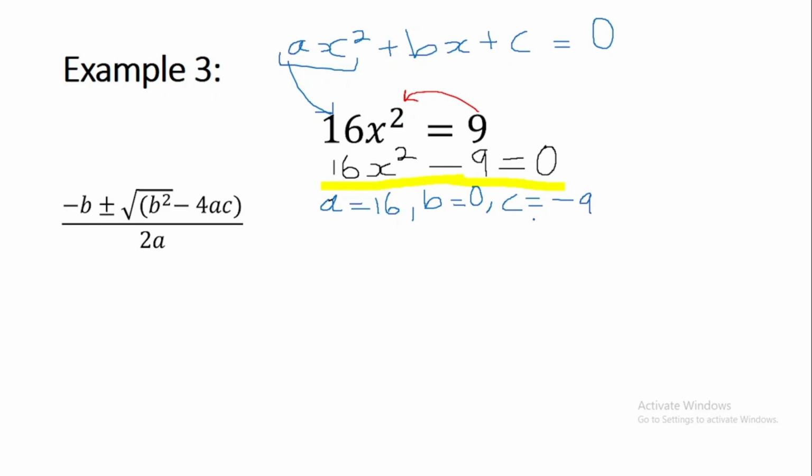Now that we know what our A, B, and C are, we can plug our values, or substitute them, into the equation to solve. Okay, so let's do it right now. My negative B is going to be 0. So I'm going to have 0 plus or minus the square root of B, 0 again, so 0 squared, minus 4 times my A, which is 16, multiplied by C. My C is going to be negative 9.